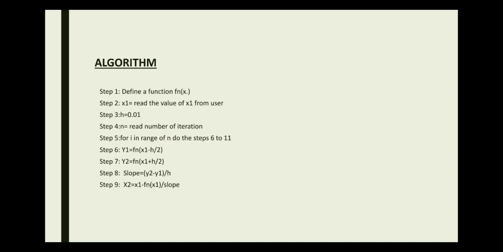Next, the algorithm. Step 1. Define a function fn(x). Here the function is sin x minus x by 2. Step 2: x1, read the value of x1 from the user. Step 3: define the value of h = 0.01. Step 4: n, read the number of iterations.